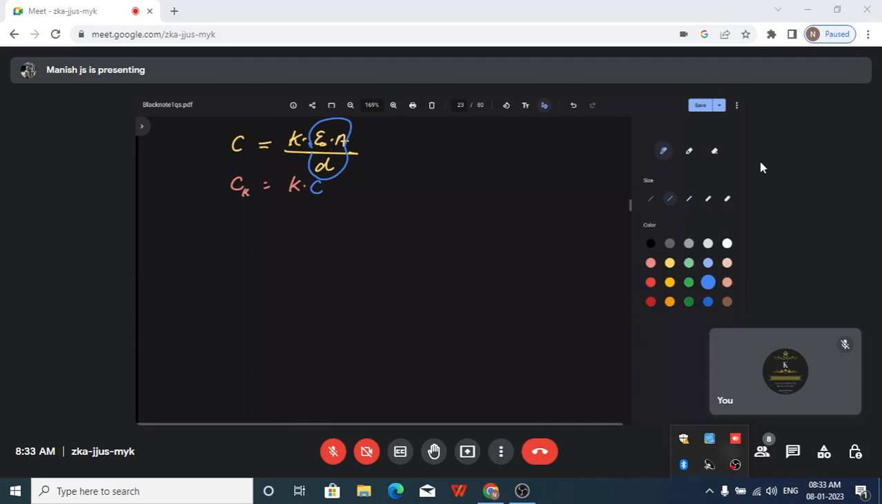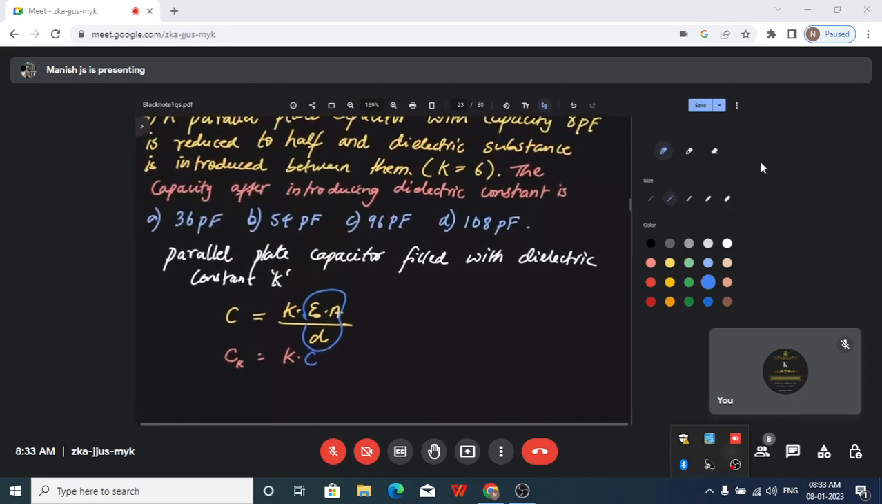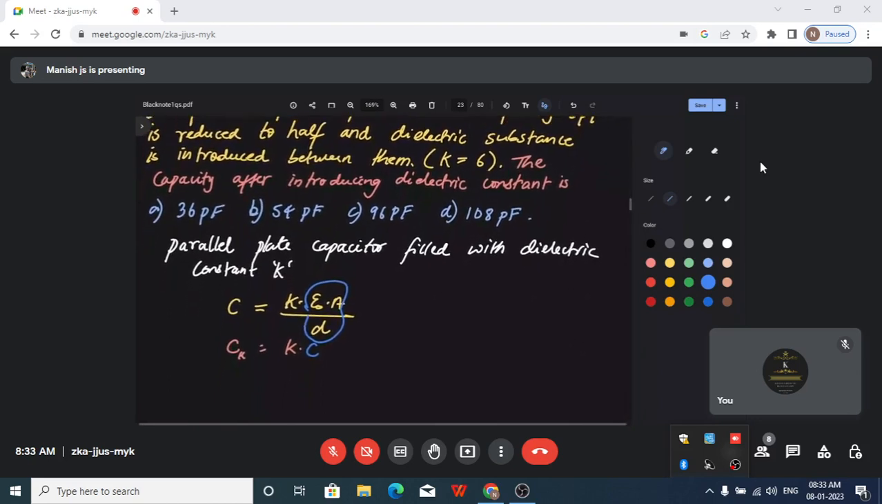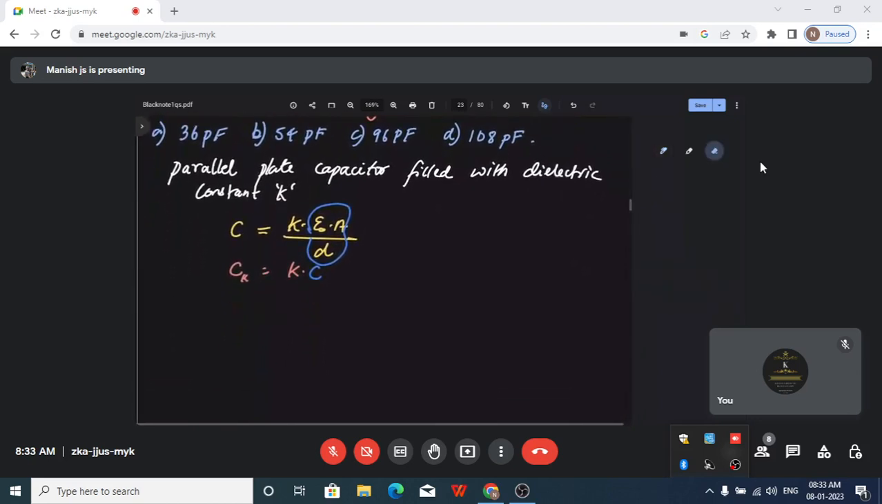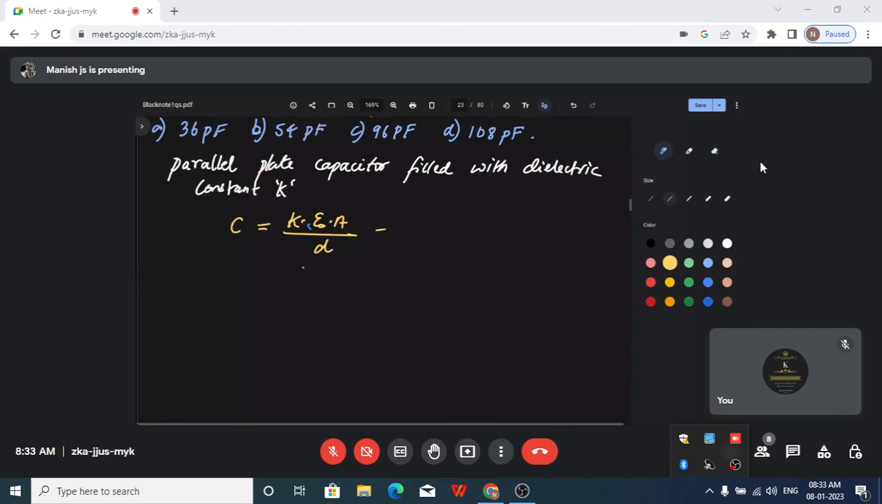Yes, sir. So then what happens? But there is a catch. In the question they are telling it is reduced to half the distance. So we don't end the process here. Reduce to half the distance means there is one more modification that needs to be done, which is K times epsilon naught times A.